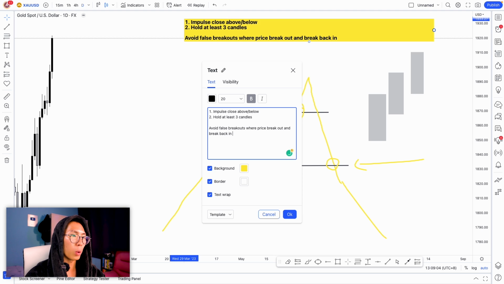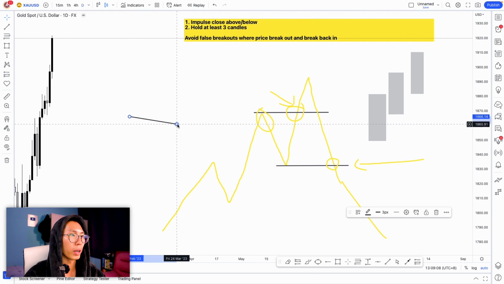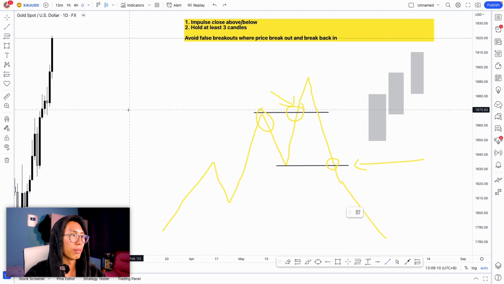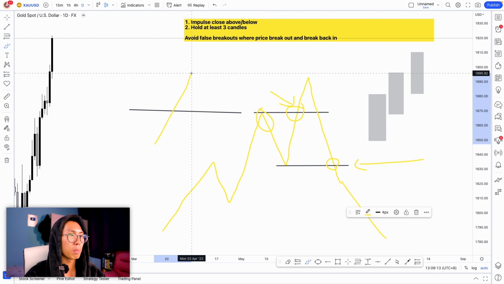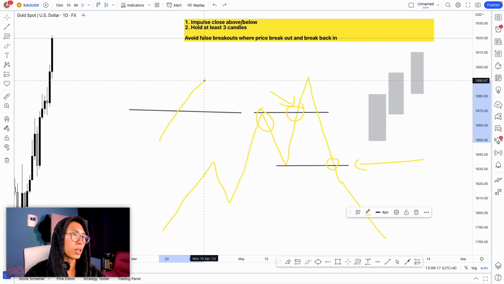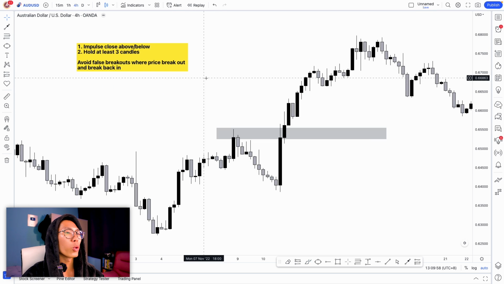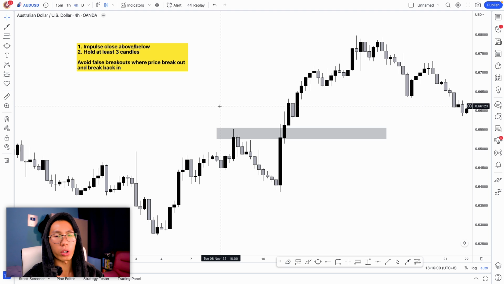So these are what, like I say, what we call fake outs, right? Basically when price breaks out of a level like this and then just pokes its head back in. A valid breakout would be something like this, which doesn't just poke back in. Does that make sense? Now let me show you guys some examples on the charts.